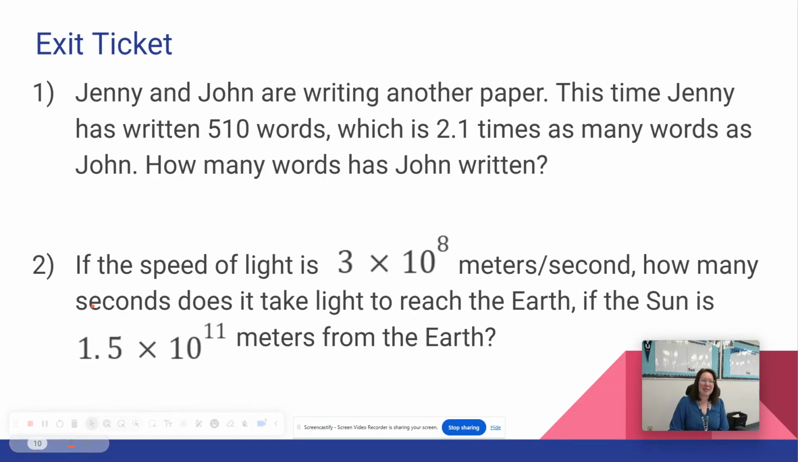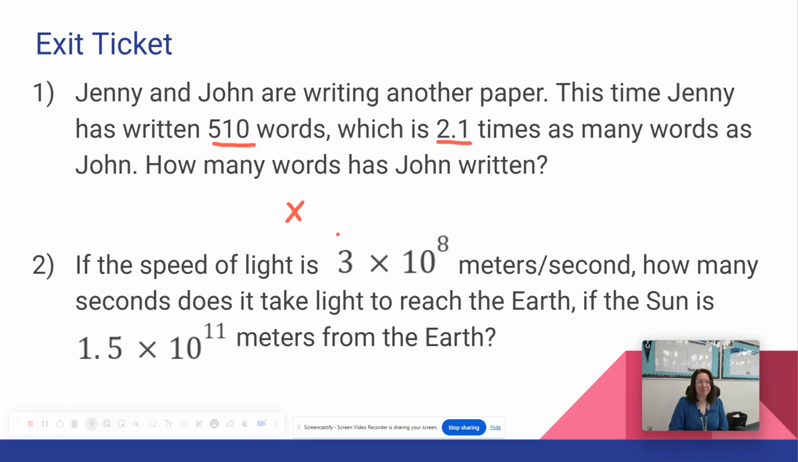And then we had an exit ticket. Jenny and John are writing another paper. This time Jenny has written 510 words, which is 2.1 times as many words as John. How many words has John written? Well, it doesn't say how many times. It already tells us the times. If it said how many times, it would mean divide. But it tells us how many times, so we can just multiply. And you guys actually had to solve it.